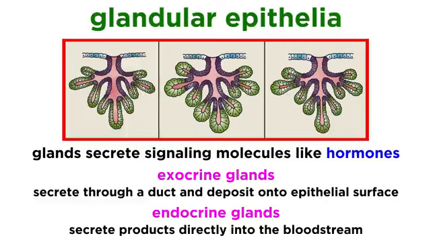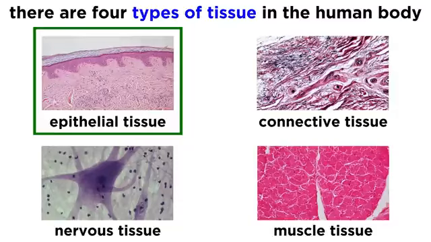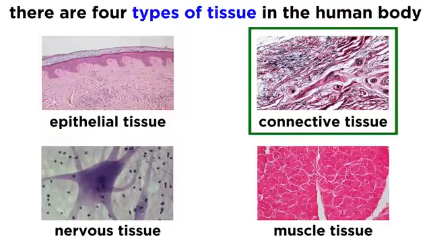We will talk about the endocrine system later in the series, as well as a variety of exocrine glands as they become relevant. For now, that wraps up our introduction to epithelial tissue, so let's move on to the next type, connective tissue.